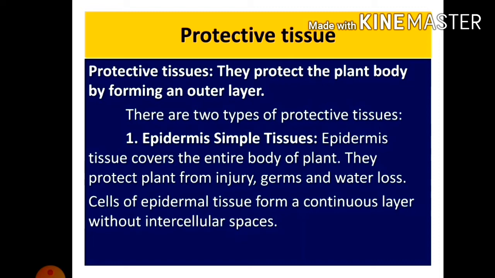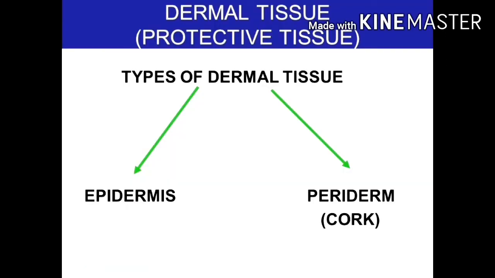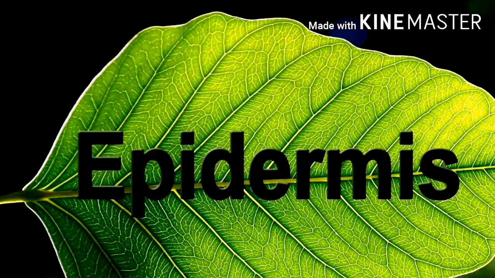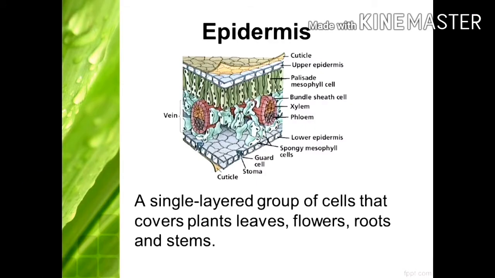They prevent desiccation, mechanical injury and infection in plants. What is desiccation? Desiccation is the removal of moisture, and they prevent mechanical injury and infection. And protective tissues are of two types, epidermis and cork. Protective tissue is also called dermal tissue. And first of all, we will study about epidermis.